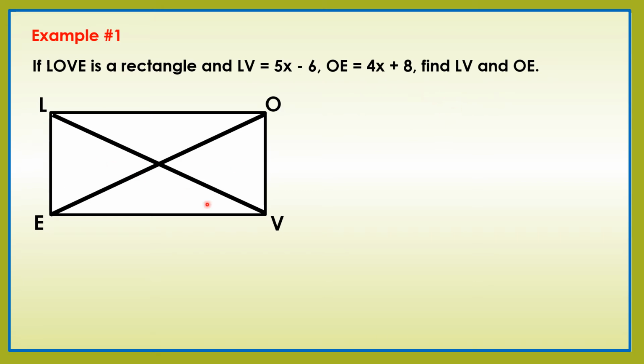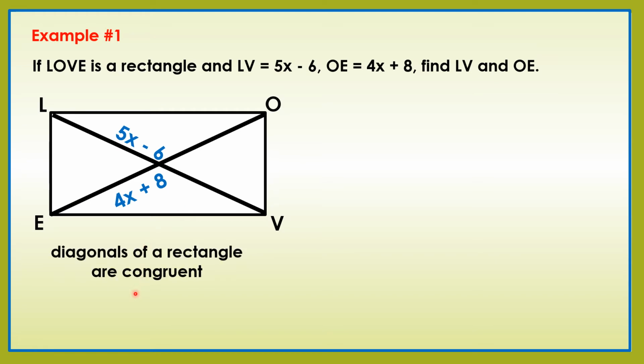Let us label LV, which is 5x minus 6, and OE, which is 4x plus 8. So LV and OE are diagonals of a rectangle. Always remember, diagonals of a rectangle are congruent. Therefore, we can say now that LV is equal to OE. So, substitution: 5x minus 6 for LV, and then 4x plus 8 for OE.